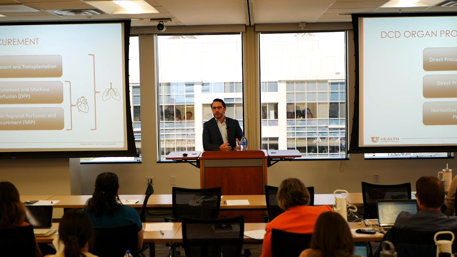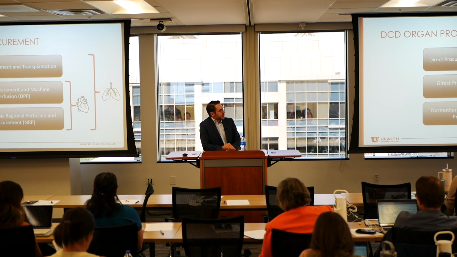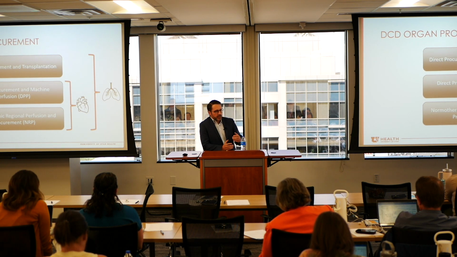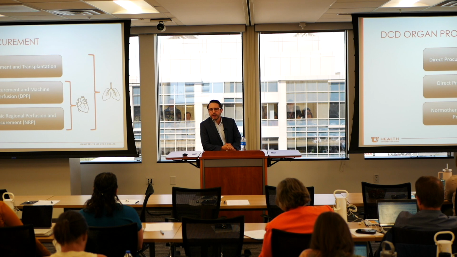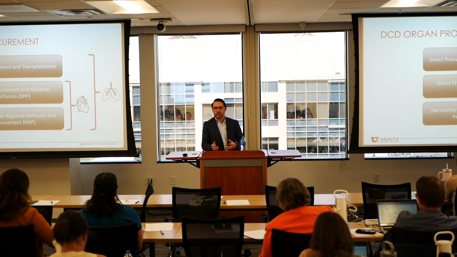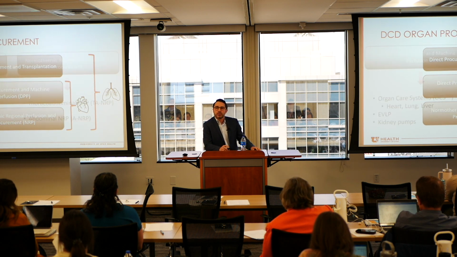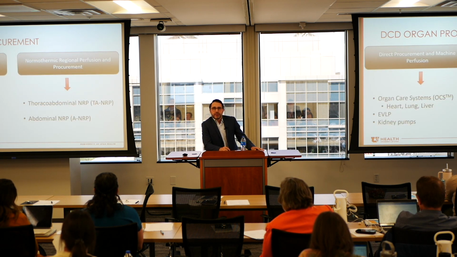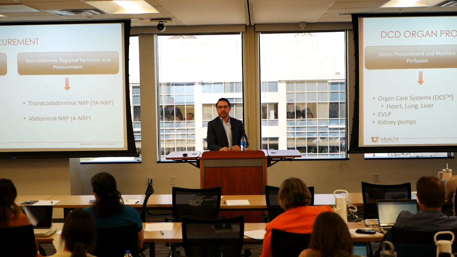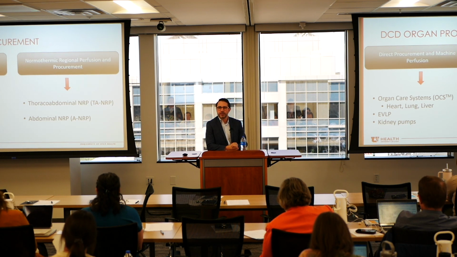NRP is an in situ perfusion method, and so in these situations, the patients still have the same withdrawal of life support. They meet circulatory death criteria, and then they're hooked up to an ECMO device or a cardiopulmonary bypass machine, and we provide perfusion to the organs in situ. And so these are the two methods again, and DPP will use organ care systems similar to what we've been doing for kidneys for a long time with kidney pumps.